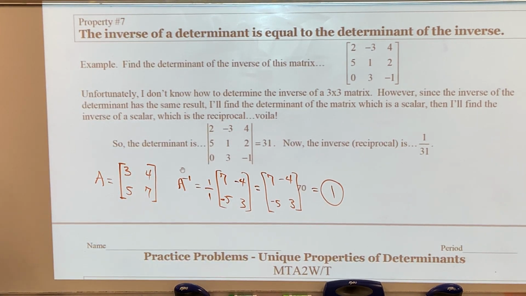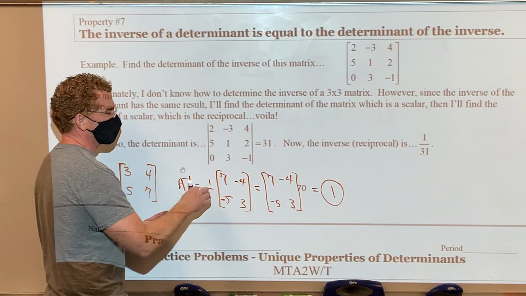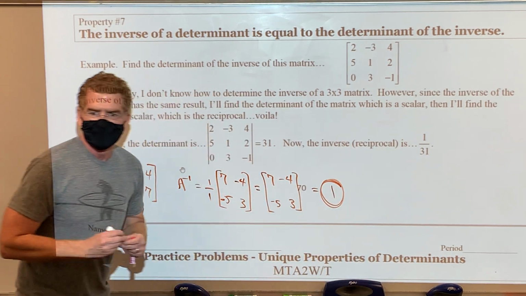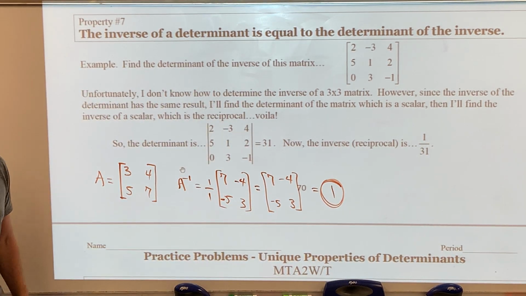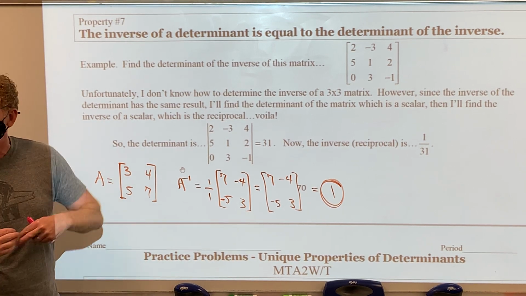My example is going to be crap, but anyway. My point is finding the inverse and then taking the determinant of the inverse gave me a value. It just so happens finding the determinant and then doing the inverse gives you the same answer.